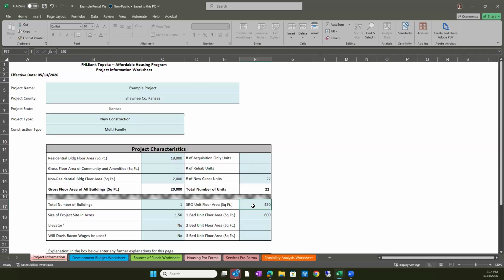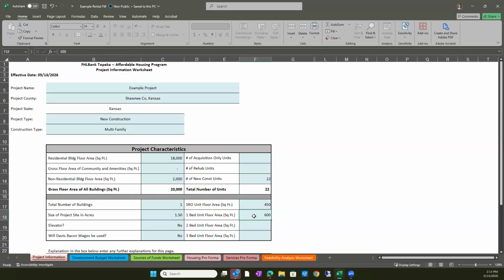If your units range in size within a bedroom category, so say you have some one bedroom units that are 550 square feet and some one bedroom units that are 650 square feet, you can enter an average in here of what the average square foot for a one bedroom unit is on the property.